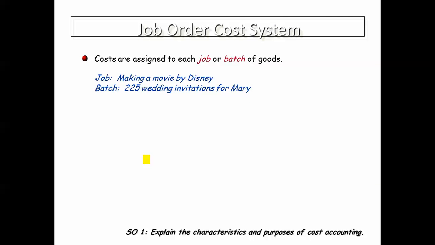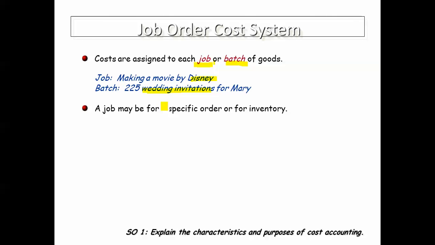Now, a job costing system assigns the cost to each job, or what we call a batch of goods. A job could be a movie made by Disney. We'll trace all the costs that were used and consumed in producing a movie for Disney. Or it could be a batch of 225 wedding invitations. That too is a job. We're going to trace all the costs that were consumed in producing 225 wedding invitations.